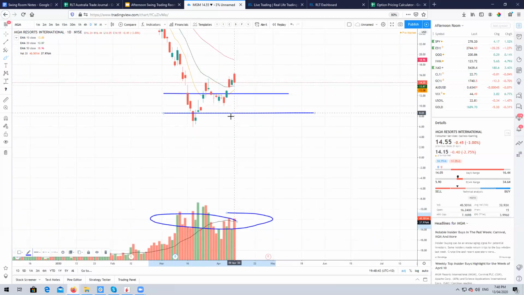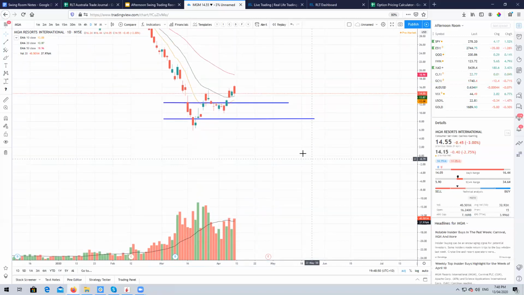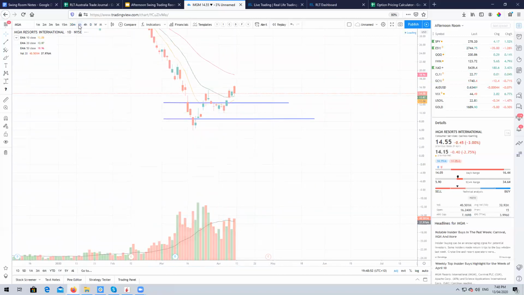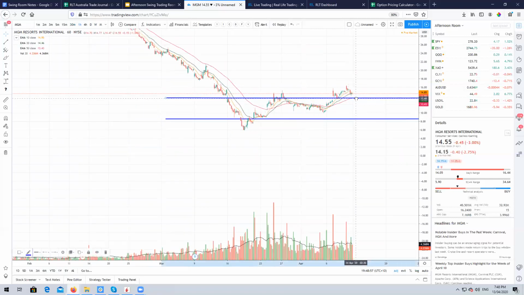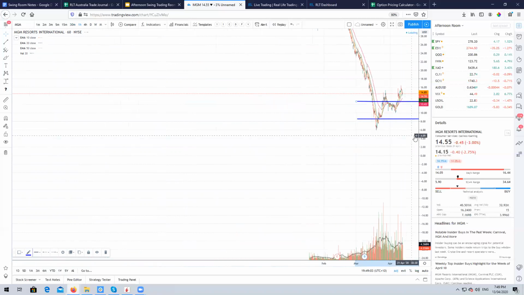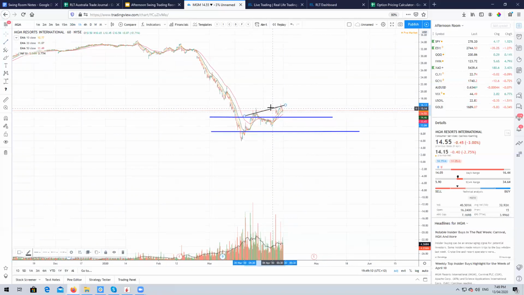You could try an entry here with a stop down here. Yeah, you could. Let's look on the 1 hourly chart. I mean, you could probably move that up a little bit, to be honest. But it makes sense to be buying. It makes more sense to be buying here than selling your shares. And this is a higher high as well as a higher low.